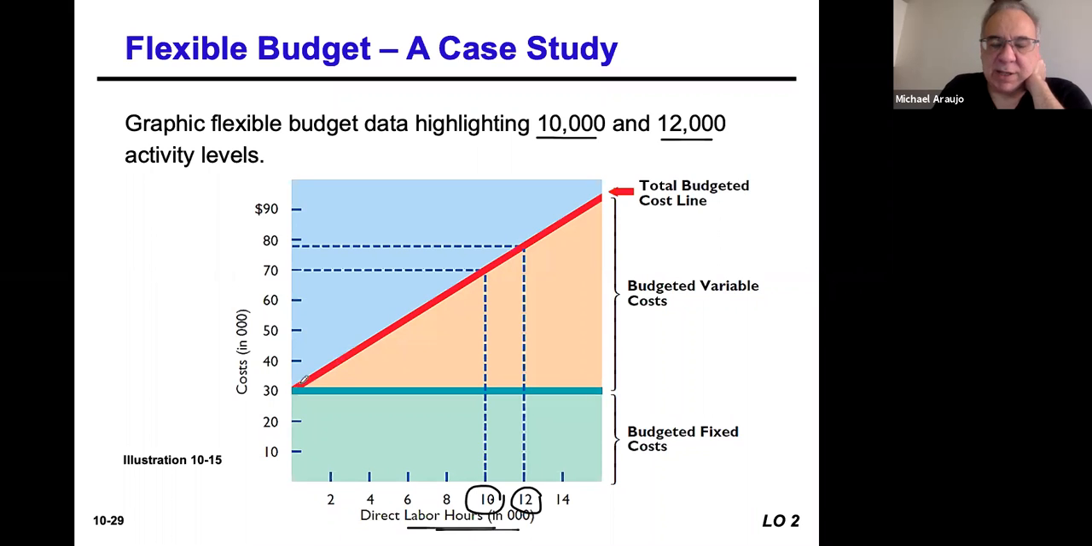Okay. Where it starts going up is when you add those variable costs at the level of labor hour. So at 10,000 hours, we projected that we would have around $70,000 of costs in total. The 30,000 plus the additional variable costs, which would be about 40. But at 12,000, our costs would be closer to 80. Right? Again, it's 30,000 of fixed costs plus the variable costs would be more in this case. And that's basically how it looks in a graph. Hate to get graphic on you, but there it is.